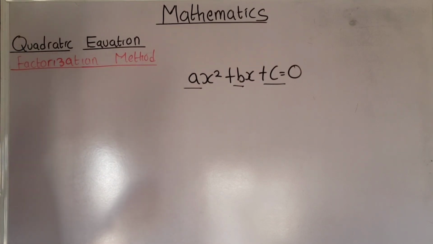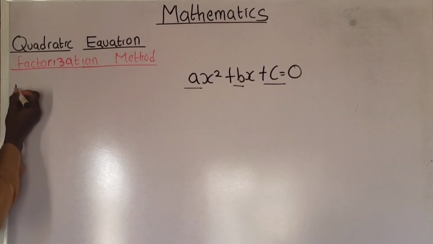What we discussed in our previous class is the type where A is unity. A is unity simply means that the value of A is 1. But the type of quadratic equation that we're going to be factorizing in this class is the type where A is not 1. A is not unity. Okay, let's start with the first question. We are asked to solve for the value of x in this quadratic equation.